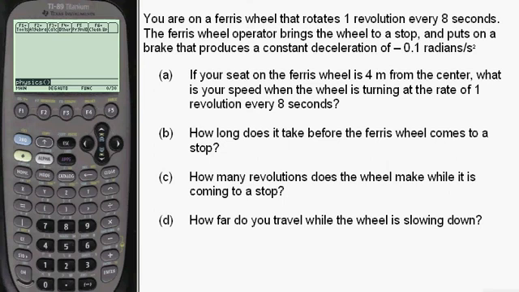You'll notice here you're on a Ferris wheel that rotates 1 revolution every 8 seconds. The Ferris wheel operator brings the wheel to a stop and puts a brake on that produces a constant deceleration of minus 0.1 radians per second squared. If your seat is on the Ferris wheel and 4 meters from the center, what is your speed when the wheel is turning at the rate of 1 revolution every 8 seconds?